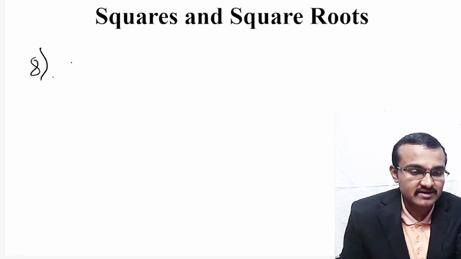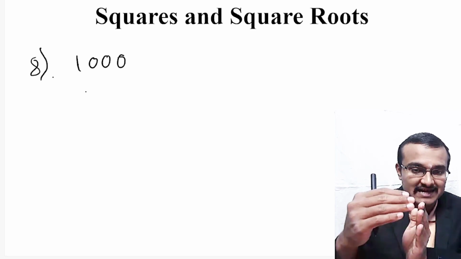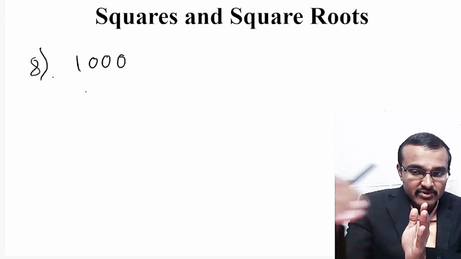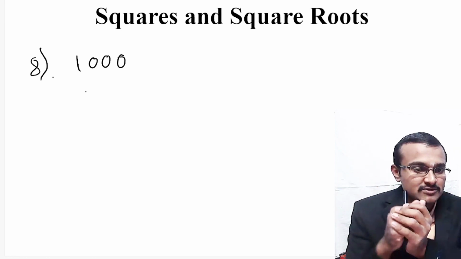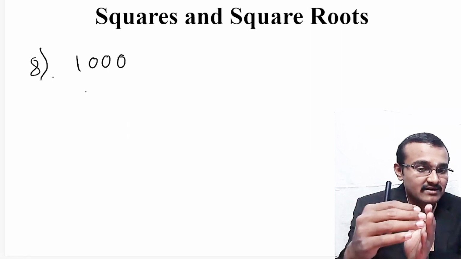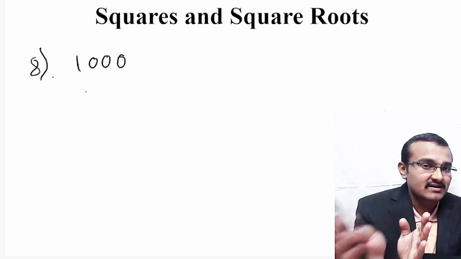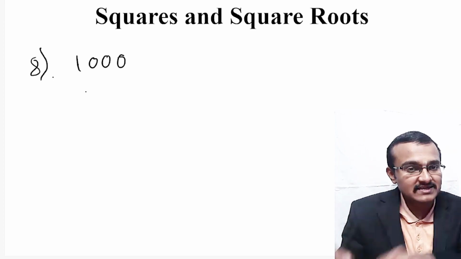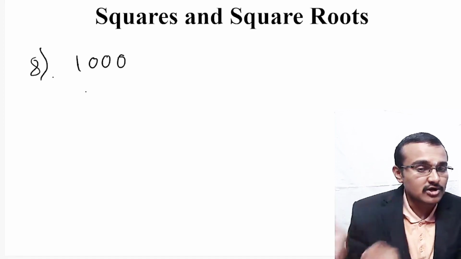Coming to the 8th question, here a gardener wants to plant 1000 plants, and he should plant those plants in such a way that the number of rows and number of columns should be equal. But 1000 is not a perfect square. So how many more plants does he require to bring this 1000 to a perfect square, so that many plants he can easily plant in a particular land where rows and columns will be equal.